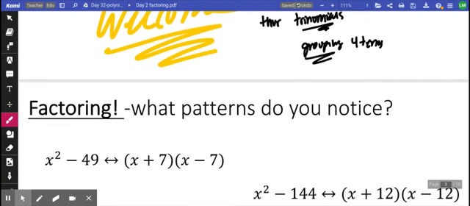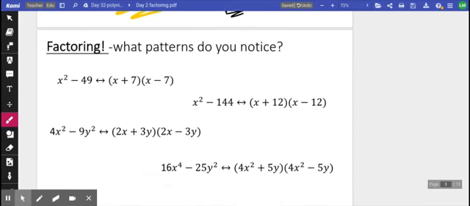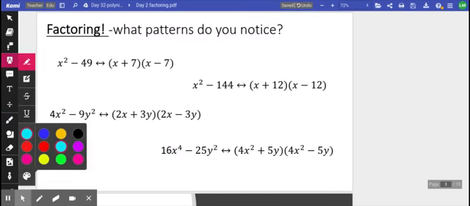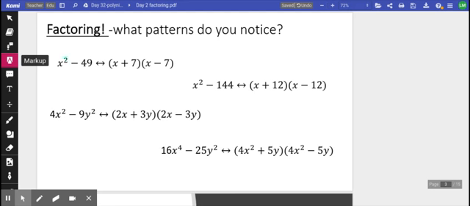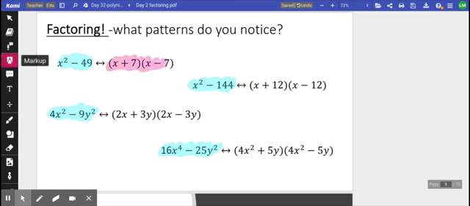And one more thing. Remember, factoring means multiplication. We're turning something into multiplication, okay? So think multiplication. On this page, you'll see a lot of stuff, but one thing you'll notice is we have a binomial in the light blue here. Bi means two. We have two terms being added or subtracted. And then on the other side of the arrows here, we have the factored form, right? x plus 7 times x minus 7. x plus 12 times x minus 12. 2x plus 3 times 2x minus 3, etc. What patterns do you notice?